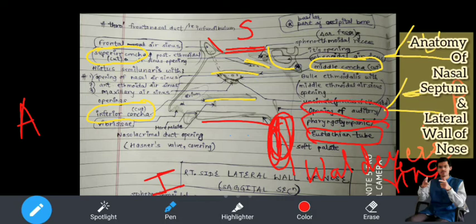Means what? There is a connection between the middle ear and the throat, that is the pharynx part, to balance the pressure of the ear and the pharynx. So that is called the eustachian tube.